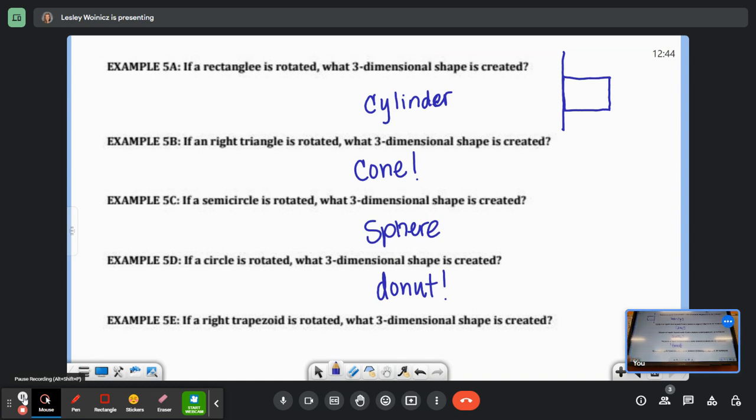If you rotate a right trapezoid, it looks like that. So it's got one side that is perpendicular to the base. Okay. So what does that give me when I rotate that? What does it look like in your grandma's house? A lampshade. Good.